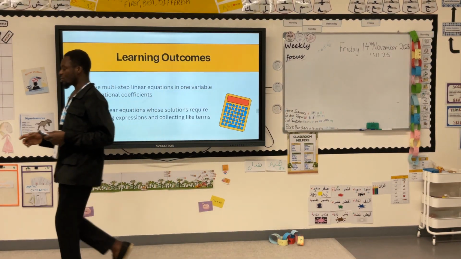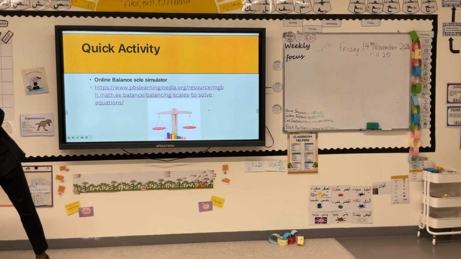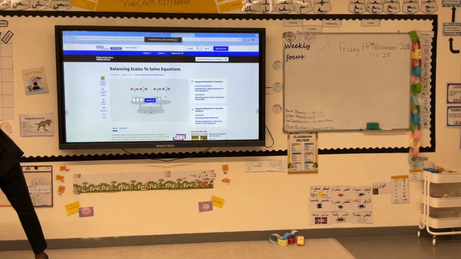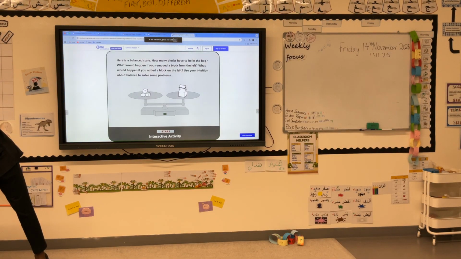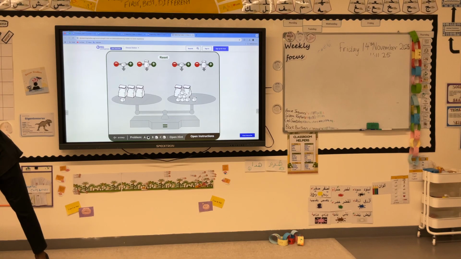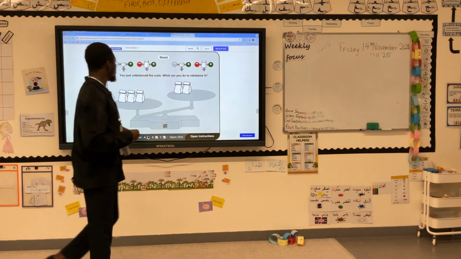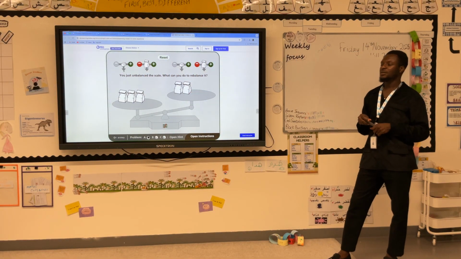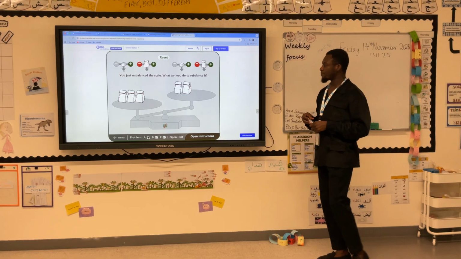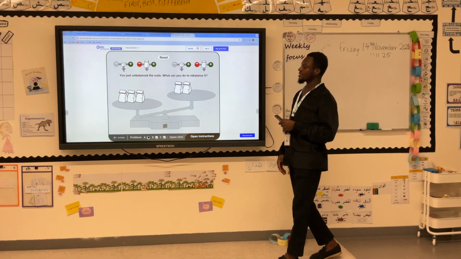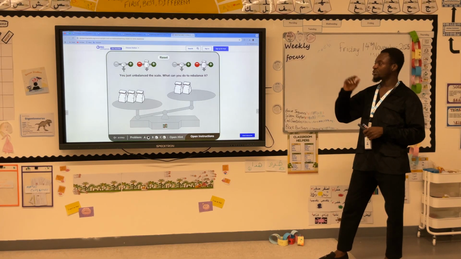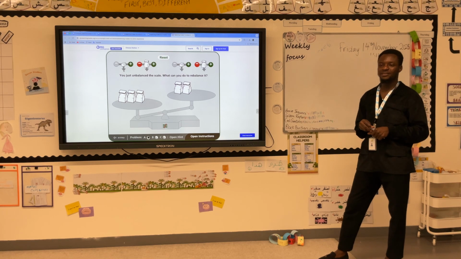Okay, good. So quick warm up. We go straight into this website. Alright, so tell me, do you think this scale is balanced? Why, Mia? Okay, it's not balanced because the left side has 3 boxes and the other side has 2. Good. Alright, so what do you think we can do to rebalance it?